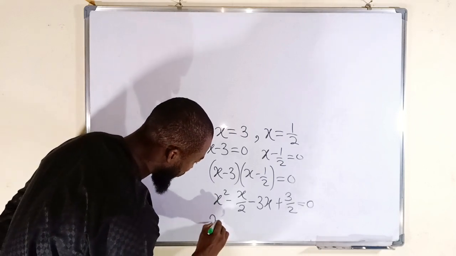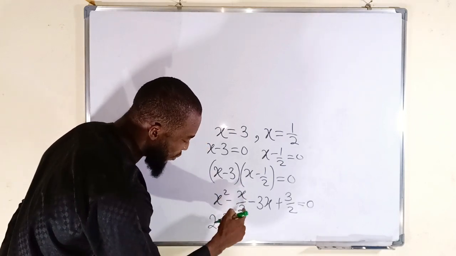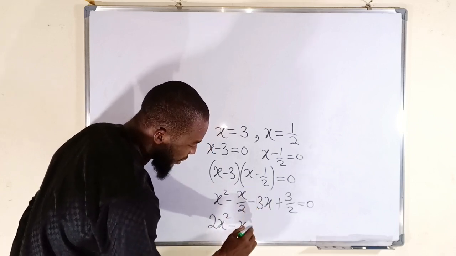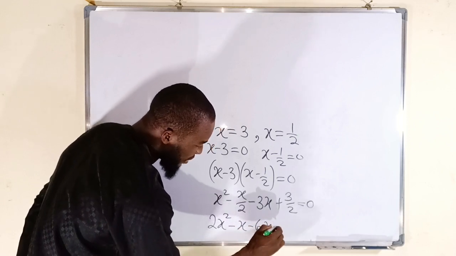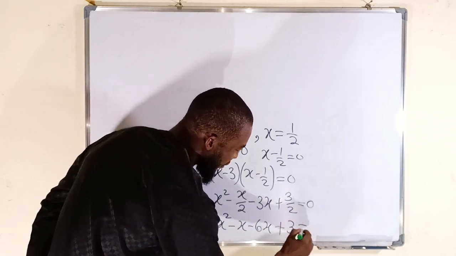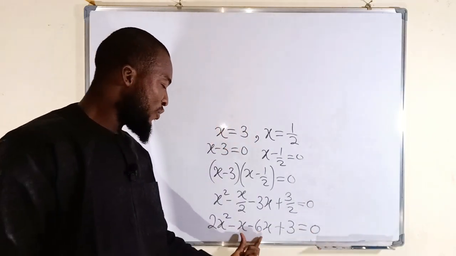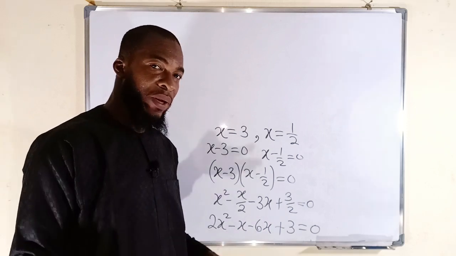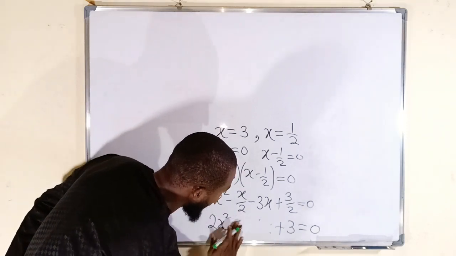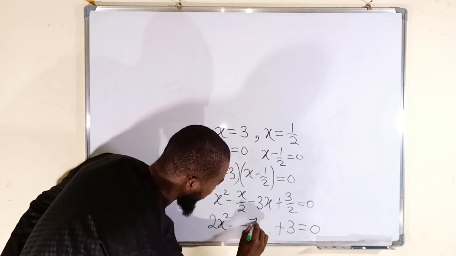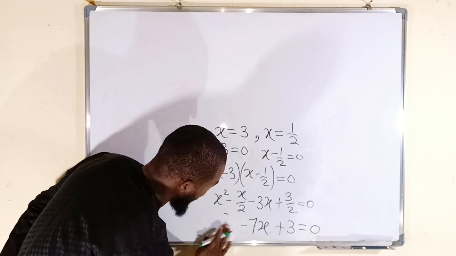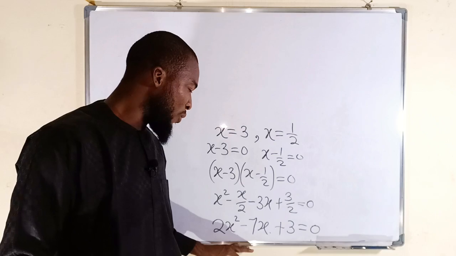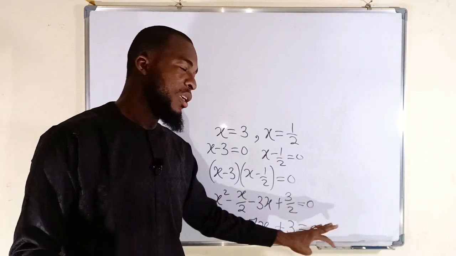2 times this one will give us 2x squared. 2 times this one will give us negative x. Then 2 times this one will give us negative 6x, plus 2 times this one will give us 3. The whole of this equal to 0. Then you need to join these two middle terms together. Negative x and negative 6x is negative 7x, right? So this is 2x squared, negative 7x. This is our quadratic equation, 2x squared minus 7x plus 3 equal to 0.